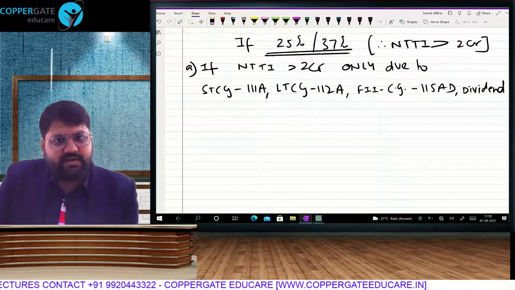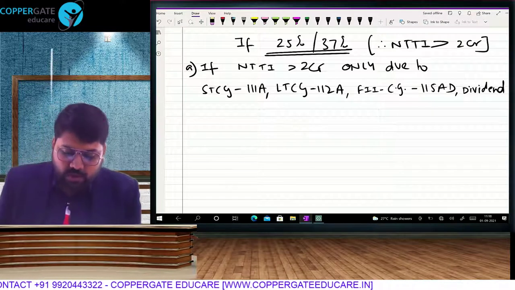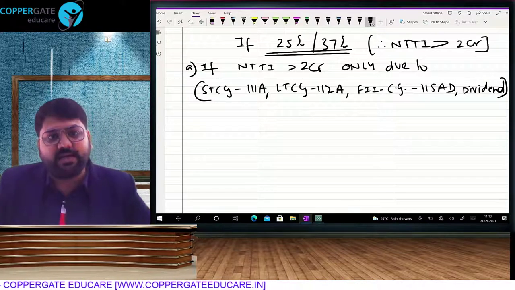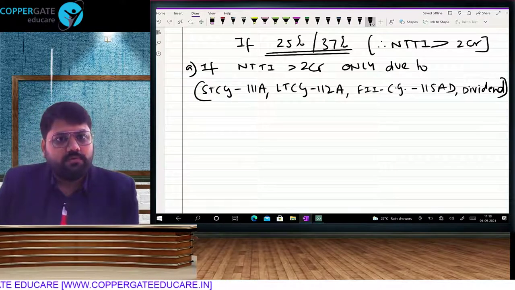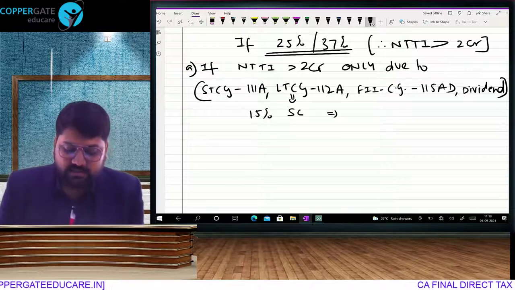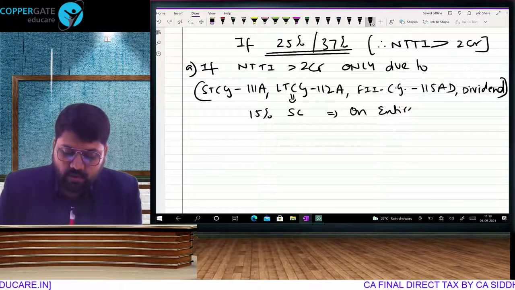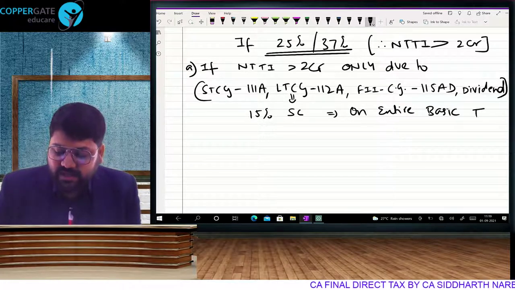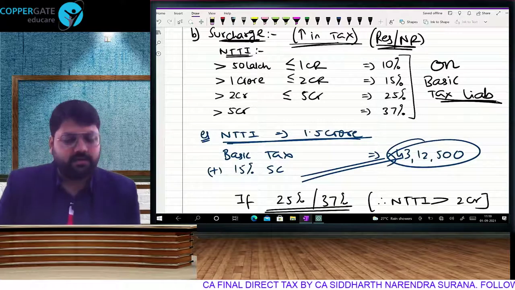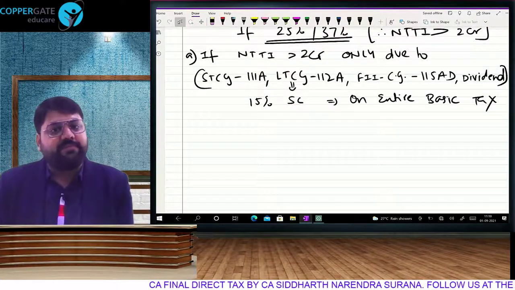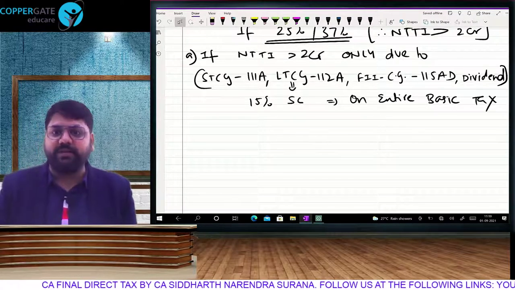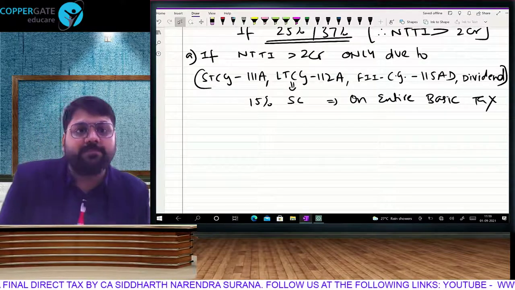So what Nirmala aunty said is, if your income is crossing 2 crore rupees only because of these 4 incomes, that means if you don't have these 4 incomes, your income is less than 2 crore, then, ladies and gentlemen, I will only take 15% surcharge on your entire basic tax. Don't forget, surcharge is not applicable on income. Surcharge is applicable on what amount? Basic tax. I will not apply 25 and 37. I will apply 15% surcharge on your entire basic tax. Means, may I put it this way, that 25 and 37 will not be applicable.